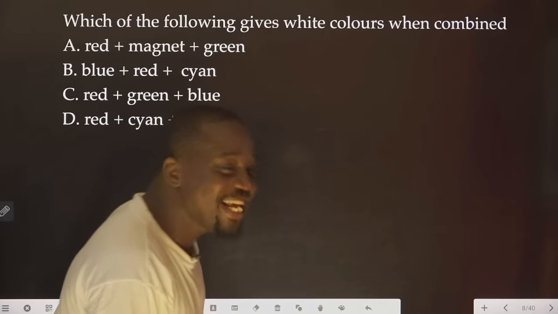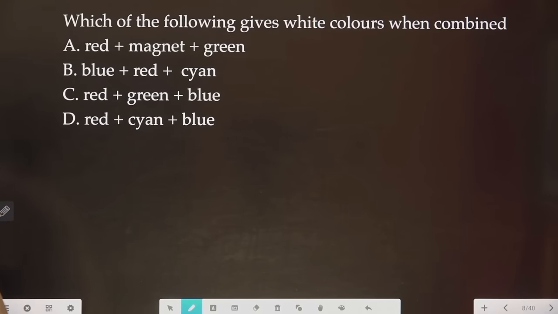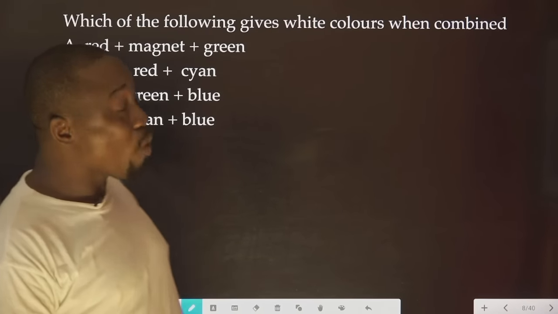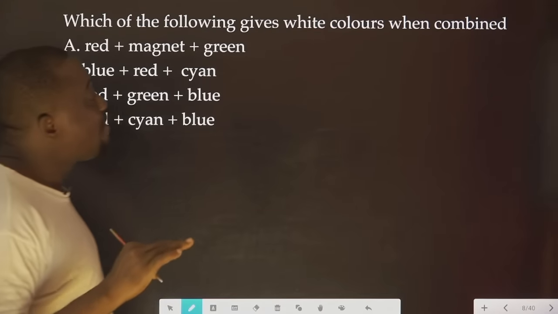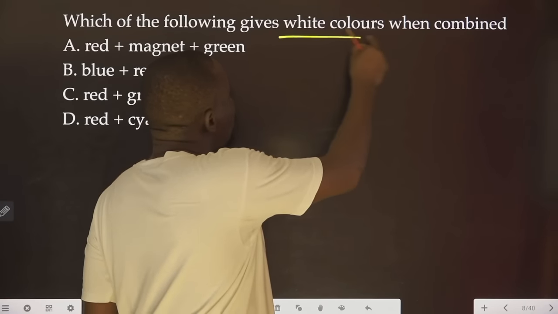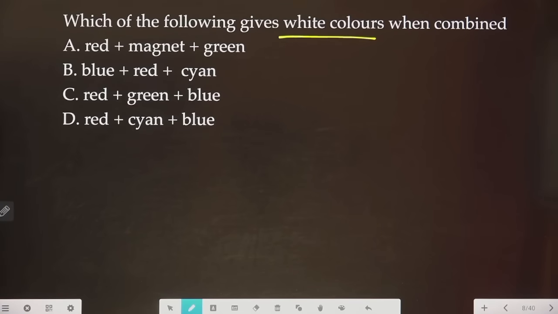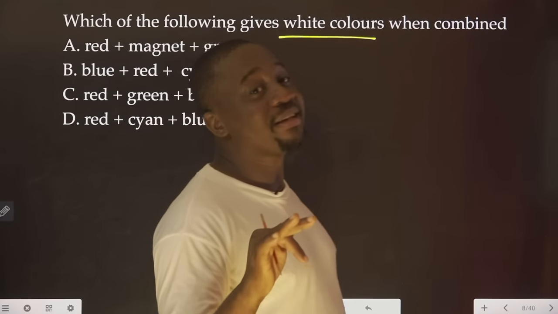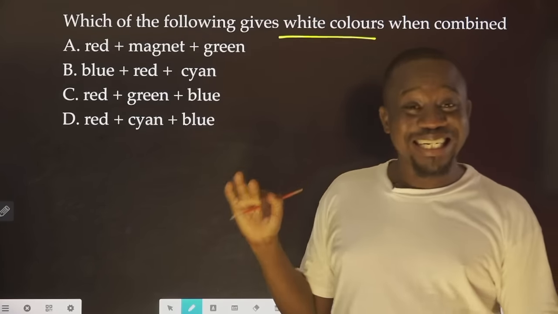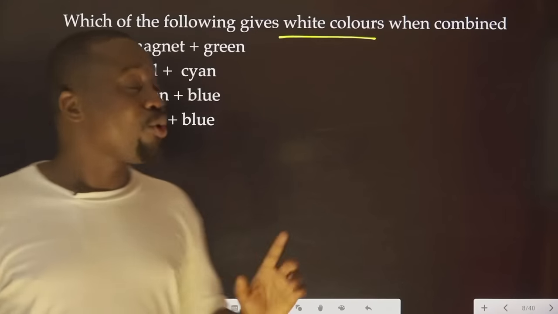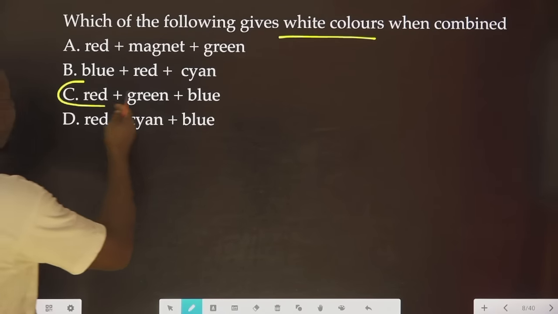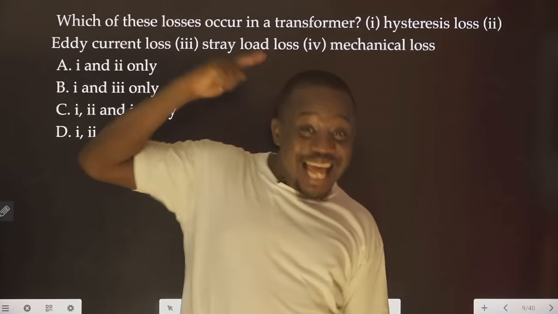Okay? Let's see this. Which of the following gives white colors when combined? If you want to obtain white color, you must combine pure colors. And you will agree with me, red, blue, green, they are the pure colors. So no need to waste our time. C is the answer.